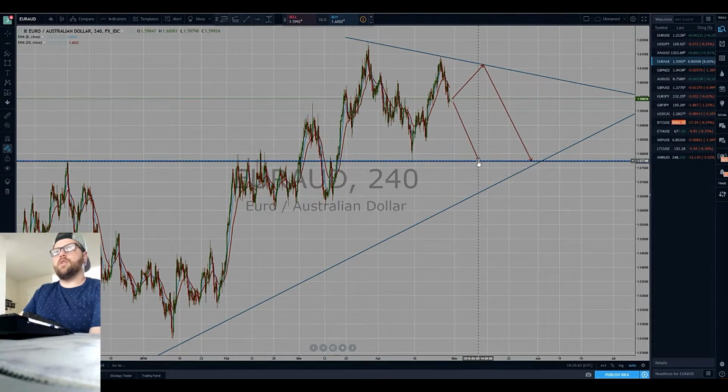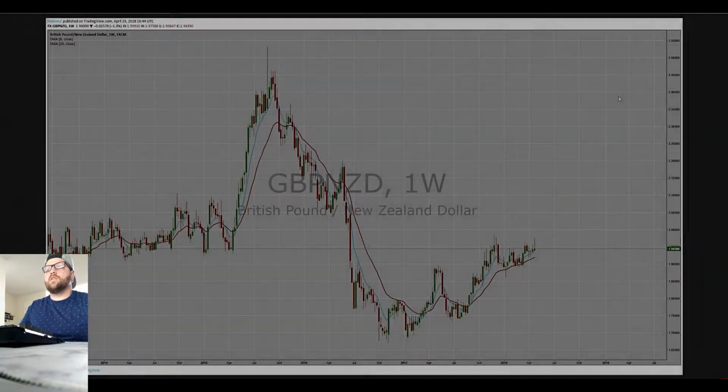If not, then it'll continue down to here, where I do believe that we should see it slow down, potentially reverse. If it does not, if it breaks down below, then we'll be looking for a retest of this trend line down here. Well, that's what I see for EA this week. Moving on. GN is going to be up next.